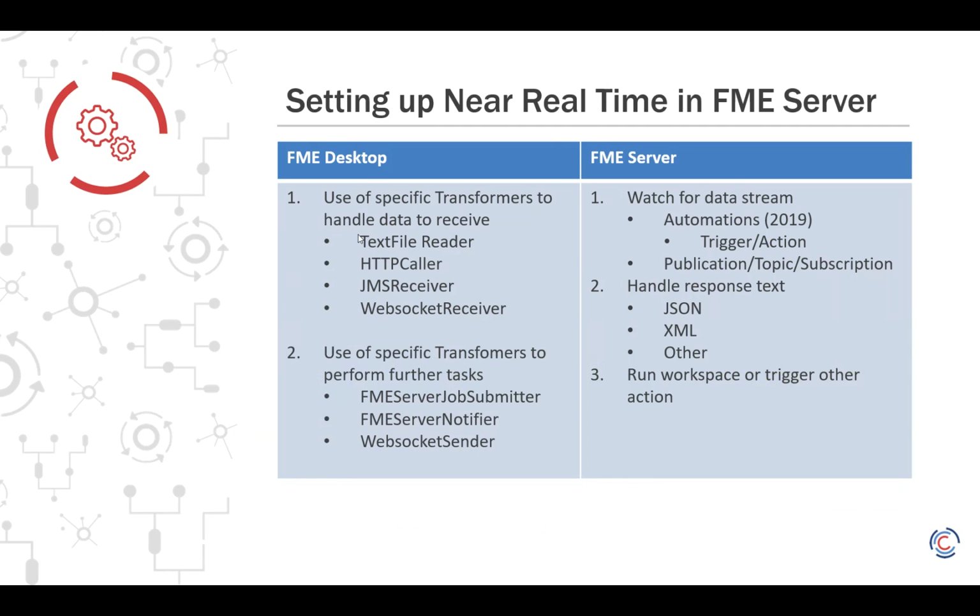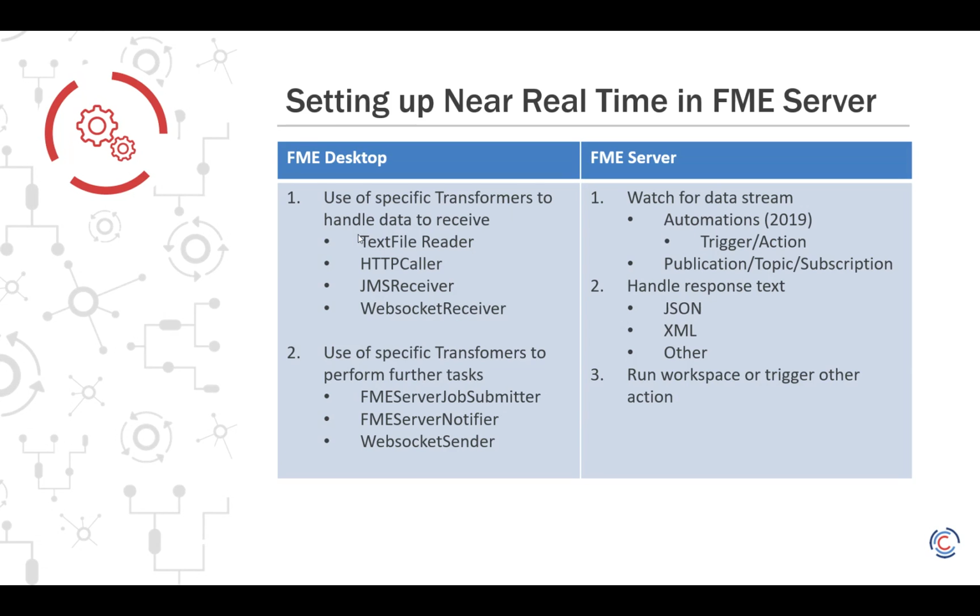And once you've received the data to handle, use other specific transformers to perform further tasks. In that case, it could be an FME Server job submitter. So you could have a master workspace that first grabs the notification, breaks down the JSON string, and then uses the information in the JSON to trigger the proper workspace with the proper parameters. It could also be the FME Server notifier or WebSocket sender. These are just a few examples of transformers to use in building workflows that handle data in real time.